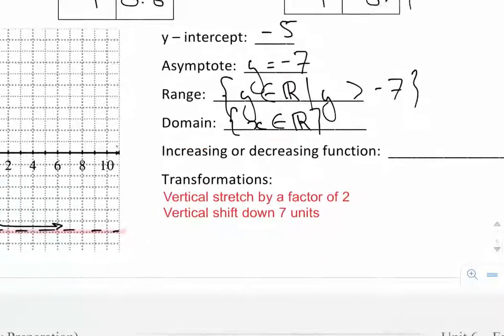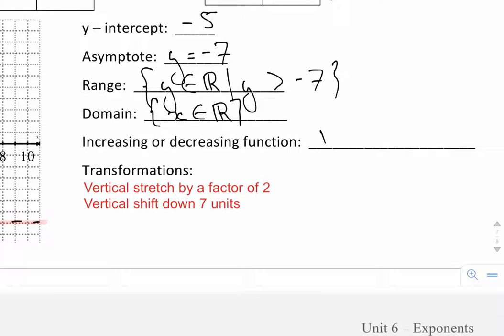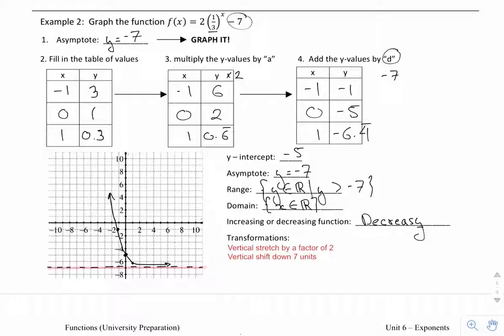And the function is, in this case, well, the y values keep on going down, so the function is decreasing. So I'll write decreasing here. Transformations are listed there for you. Vertical stretch by a factor of 2 and a shift down 7 units. Pretty straightforward. In the next lesson, we're going to look at horizontal compressions or stretches as well as horizontal shifts.